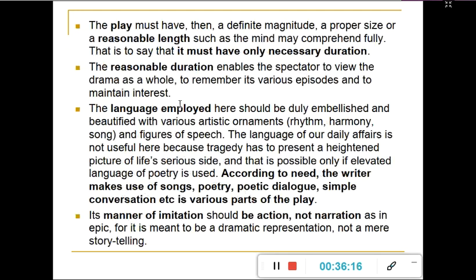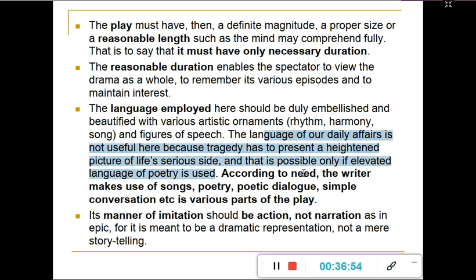The language employed here could be duly embellished and beautified with various artistic ornaments. يعني طبعا دي language employed, the language of the work of art, بيكون بقى فيها شوية images, فيها musicality, figures of speech, الحاجات دي to beautify the language. The language of our daily affairs is not useful here, because tragedy has to represent a heightened picture of a life's serious side, and that is possible only if the elevated language of poetry is used.